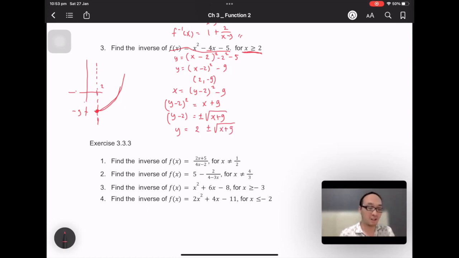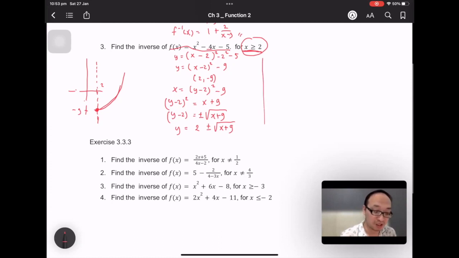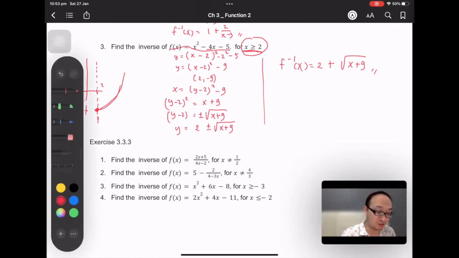Now, which one do we have to take, the positive or negative? Since the domain is x greater than or equal to 2, we have to take the positive. So that means the inverse function will be 2 plus square root of x plus 9. So this will be the inverse of this quadratic function. We take positive because it's greater than.